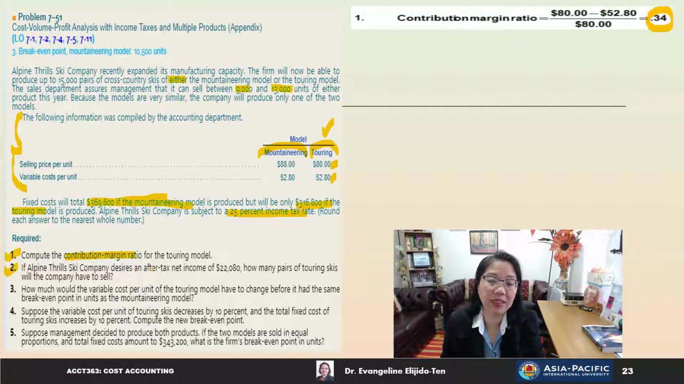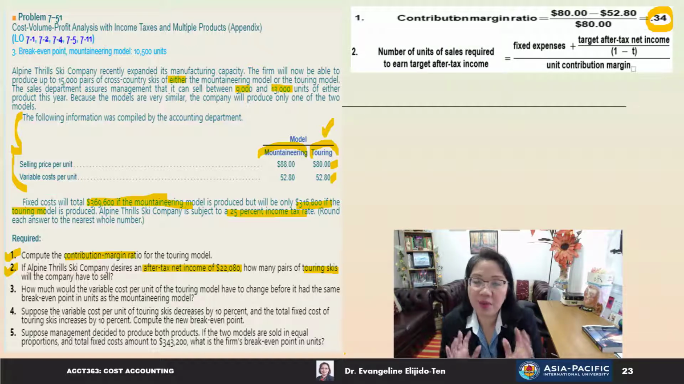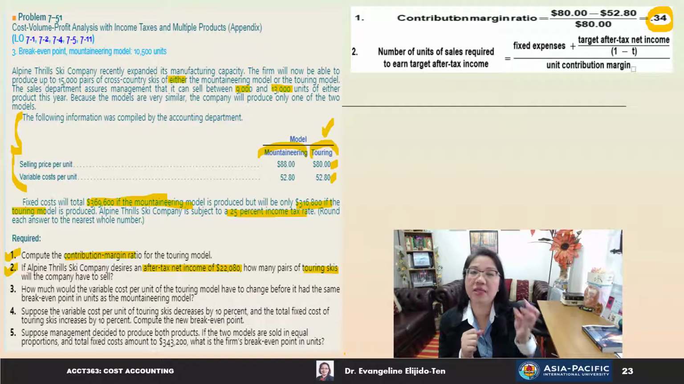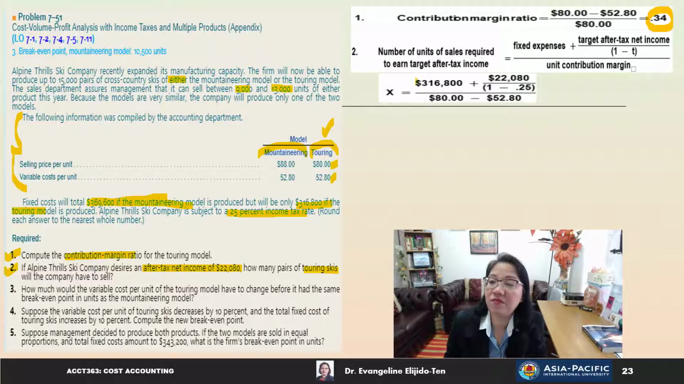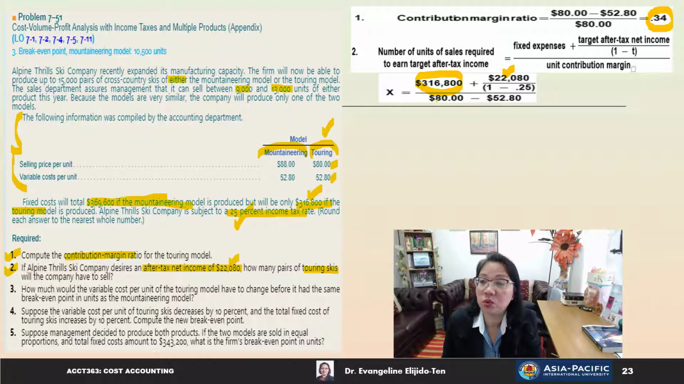If Alpine Thrill Ski Company desires an after-tax net income of 22,080, how many pairs of touring skis will the company have to sell? All right, this is an after-tax net income, so we'll need to gross it up first. So remember the formula for the targeted sales is fixed cost plus the targeted profit, the before tax profit, divided by UCM. So we know the fixed cost for touring is 316,800 is given here. And we know that the after-tax targeted profit is 22,080. So we'll need to gross that up. How? By dividing it by 1 minus the tax rate. The tax rate is given here at 25%. All right. So 1 minus 0.25 is 0.75. So what we're going to do is we'll divide that by the UCM as shown here.